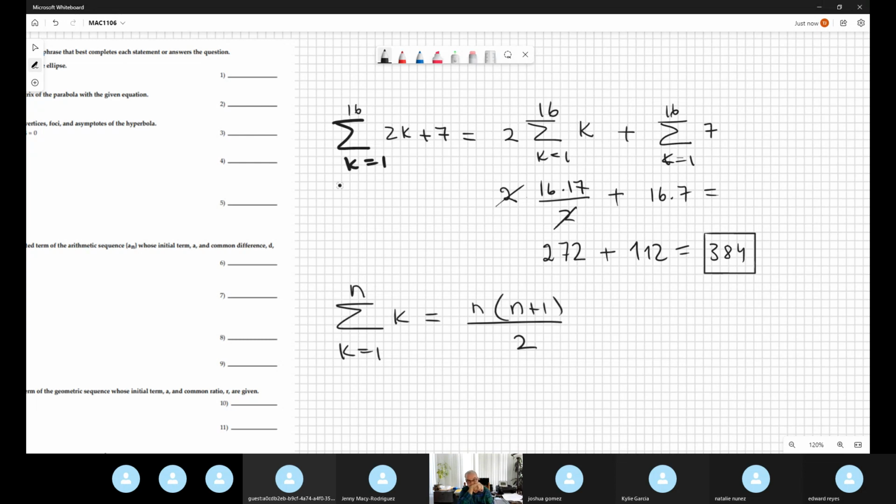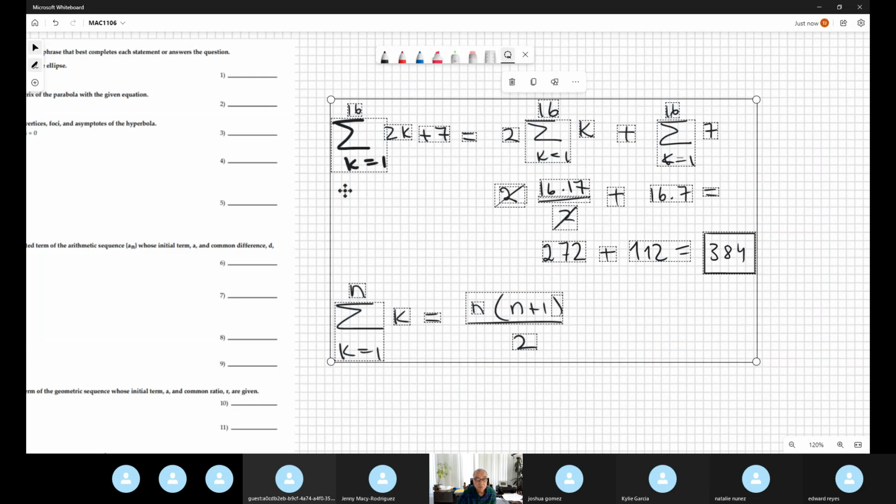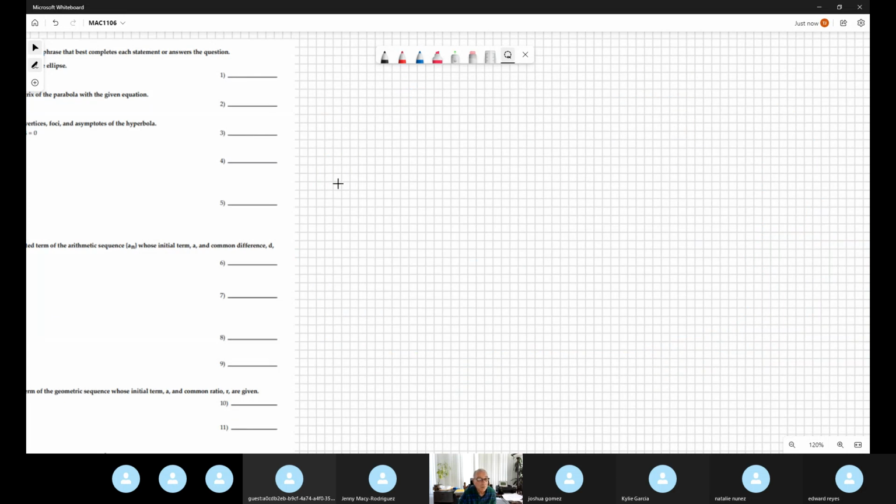Cool. Okay, recap. The factor you put outside the summation, like a common factor. You apply the formula of the summation of k. And the other one, 7, is a constant, so it is repeated 16 times, so it is 16 times 7. Clear? Yes. Who says yes? Gladys. Gladys.